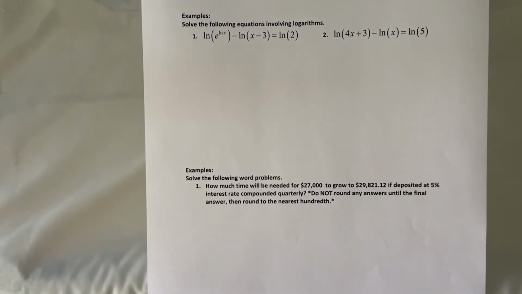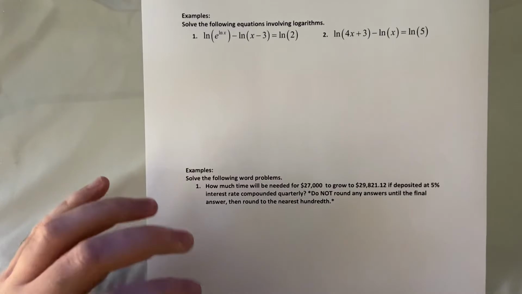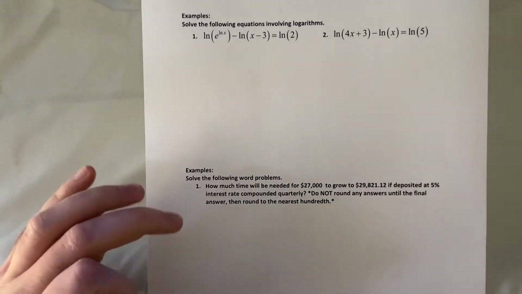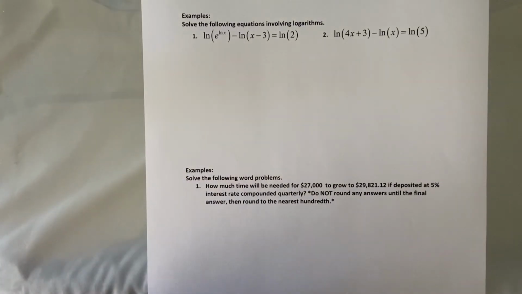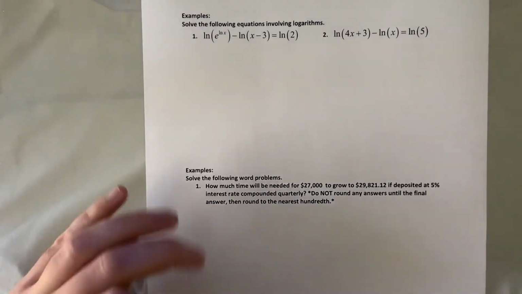Okay, let's wrap up 4.5. Solve the following equations using logarithms. Now we're going to get into the word problem form and some potential descriptions, but this is first a relatively easy situation. Solve the following equations involving logarithms. ln of e to the ln of x minus ln of x minus 3 equals the ln of 2.